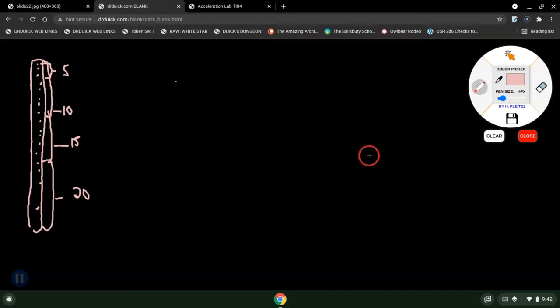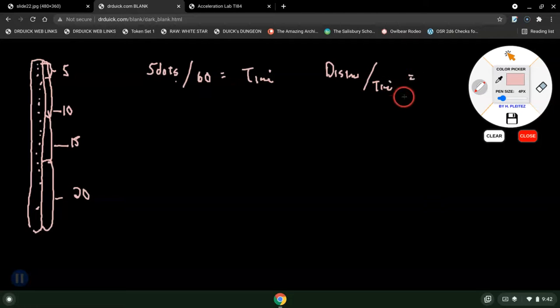What makes this easy is that this is our timing device. So however many dots we have, 5 dots, right? If we divide it by 60, that'll give us the amount of time it took to go whatever distance that is. So if I measure this distance, and if we divide it by the amount of time, we have velocity. But we have average velocity because it's starting from 0, all right?